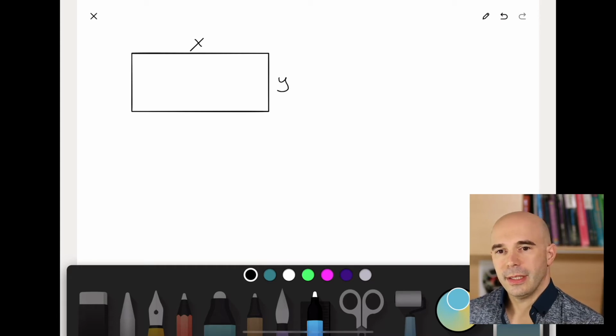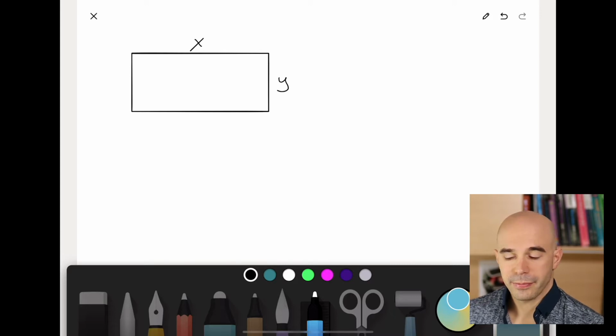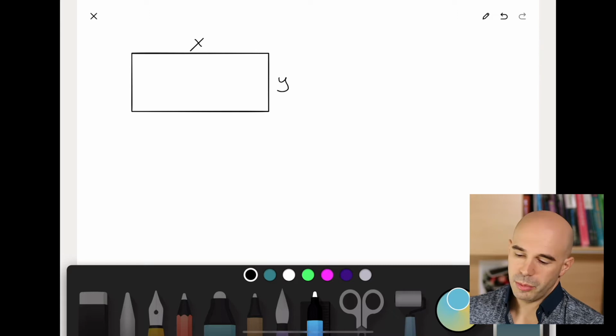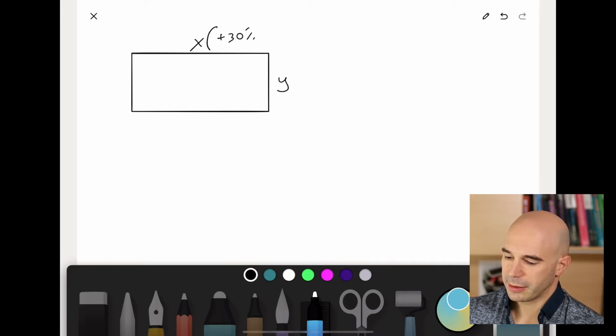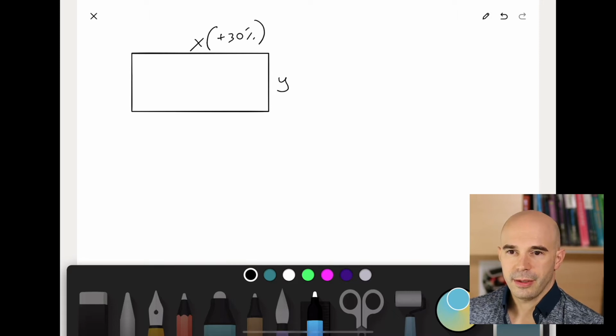And then they'll say the length is increased by 30%. So imagine that, 30% increase for that length. And by the way, we probably shouldn't use a plus sign to represent a percent increase, because again, it makes us think of it as something additive, but it's actually something multiplicative. So I use the addition symbol there, but we probably shouldn't.